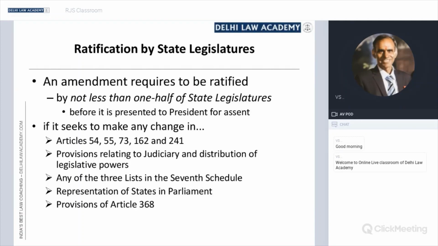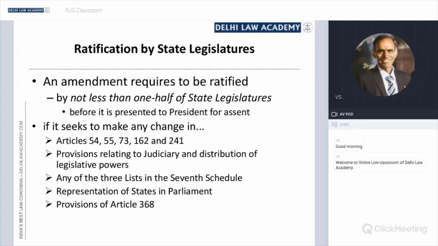Now, what are those provisions which require this special procedure? First category of the provisions is Article 54, 55, 73, 162, and 241. These 5 articles have been specifically named, and any amendment to any of these 5 articles will require this special provision. 54 and 55, we will recall, relate to the election of the president. 73 and 162, these 2 articles deal with the executive power of the union and the state respectively. And Article 241 deals with establishment of a high court in a union territory.